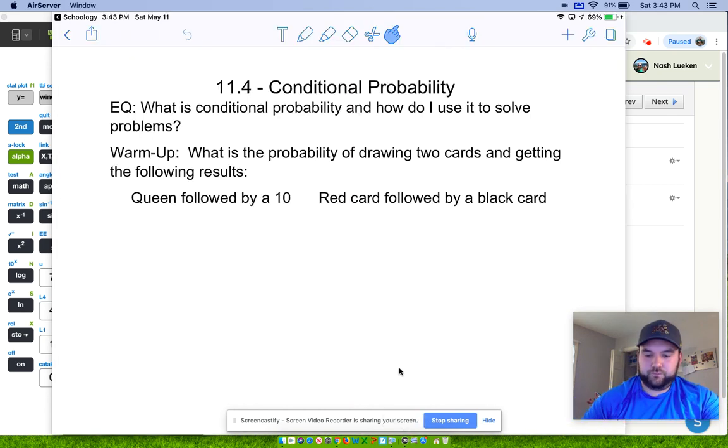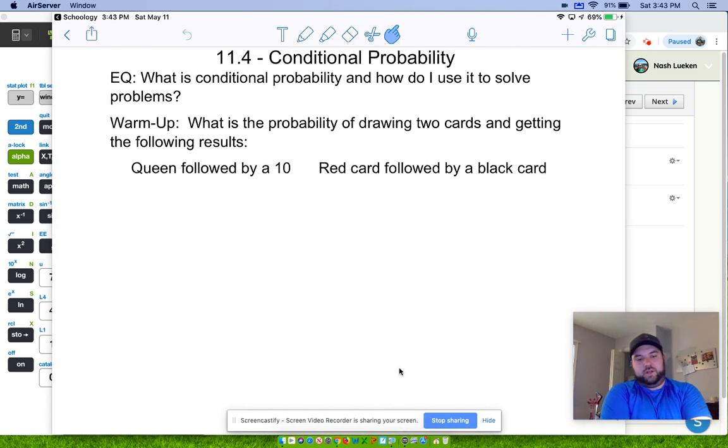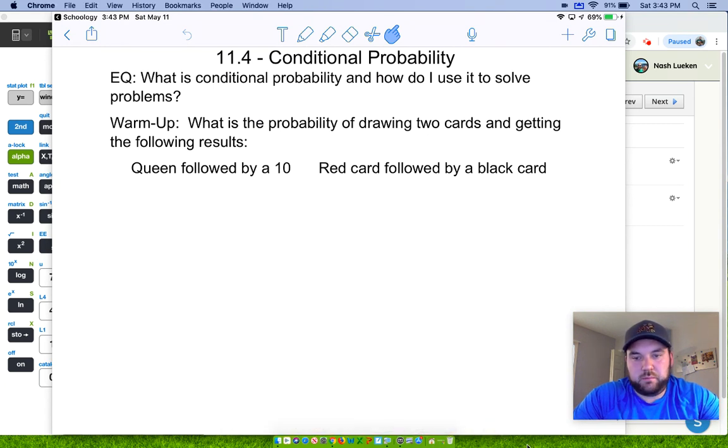Oh, hi. All right. Section 11.4, what is conditional probability and how do I use it to solve problems? This section is probably the most useful. It applies the most to real world situations and kind of brings together everything that we've been doing in chapter 11. So I kind of like it a lot.